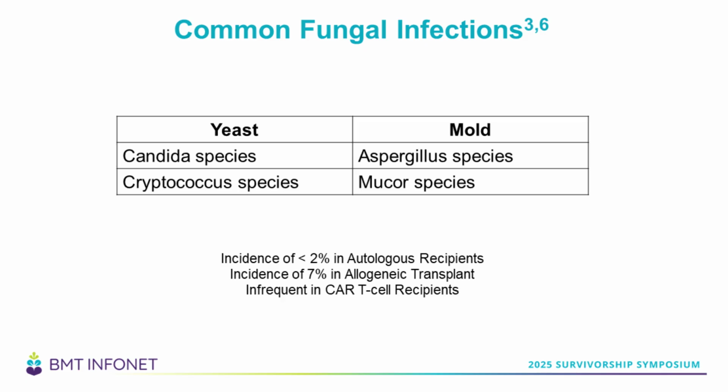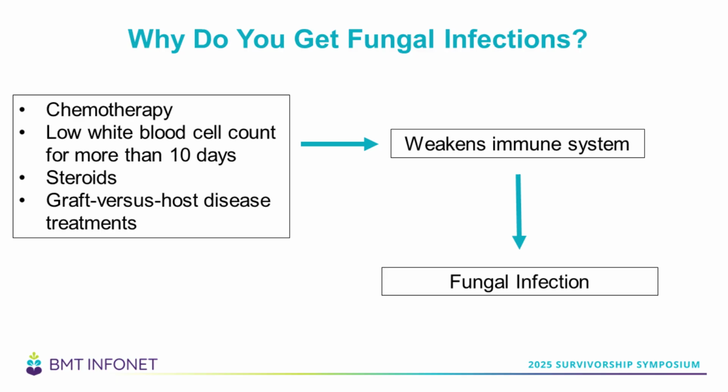And the most common yeasts are called Candida, and there's another yeast called Cryptococcus, and then molds, Aspergillus and Mucor species. The incidence of fungal infections is less than 2% in autologous recipients and approximately 7% in allogeneic transplant recipients.